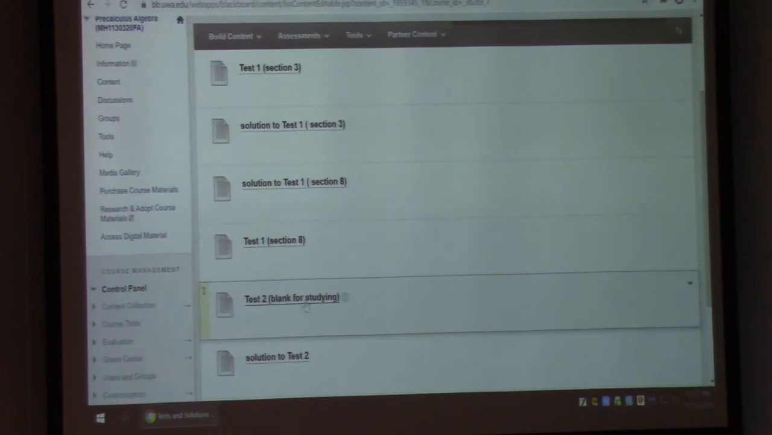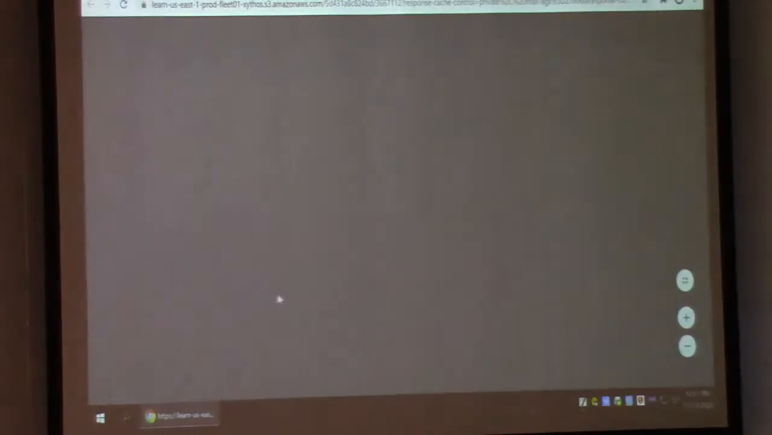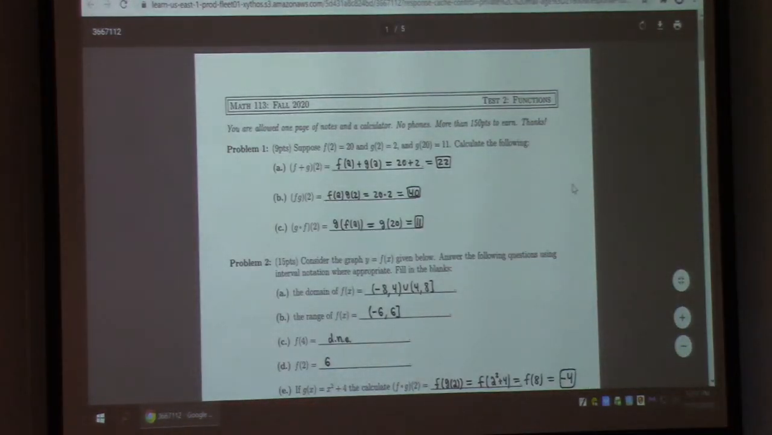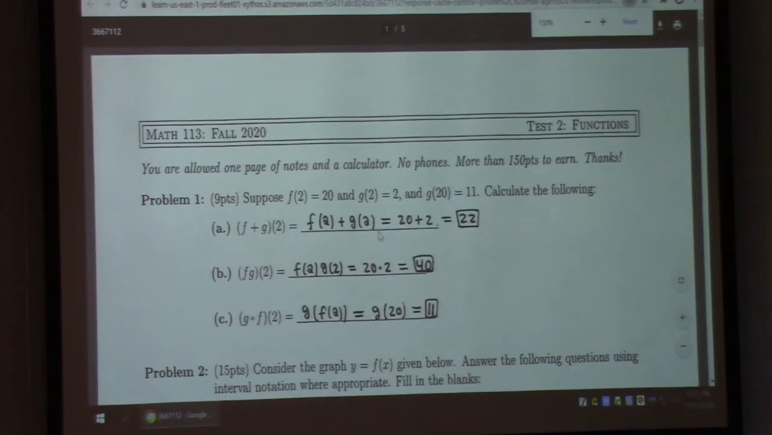So moving on to test 2. A lot of people got the composition on part C here wrong. Remember, you have to actually think through it. G composed with f of 2 means G of f of 2. What is f of 2?